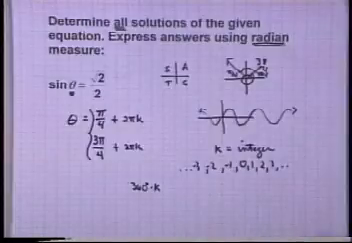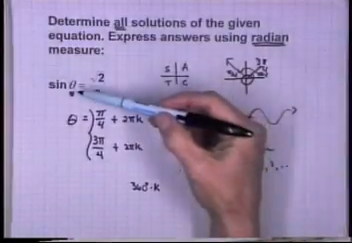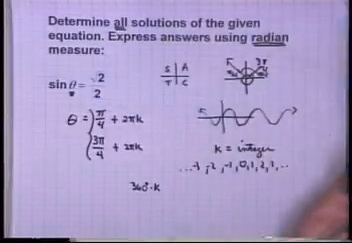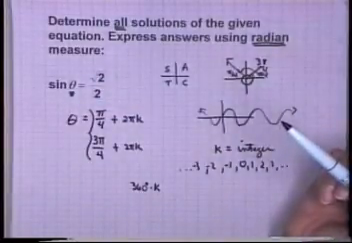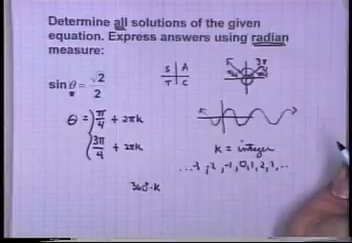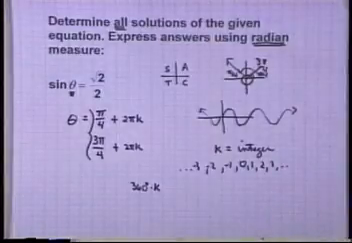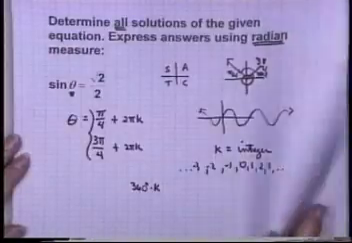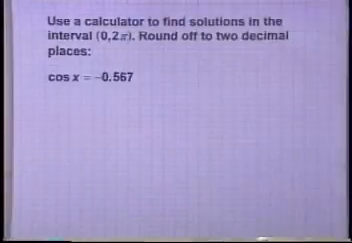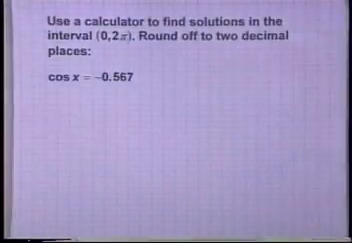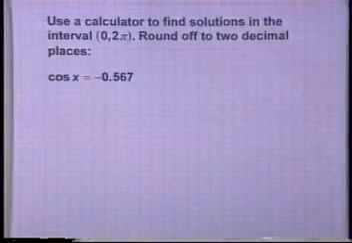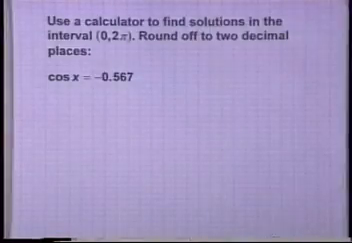Now in this example, our sine value was a value for which we recognized what the angle had to be. It was a special value. That is not always the case. So in these next several examples, we're going to see a situation where we have to use our calculator to help us find that value of our variable. Use a calculator to find solutions in the interval 0 to 2 pi. Round off to 2 decimal places.